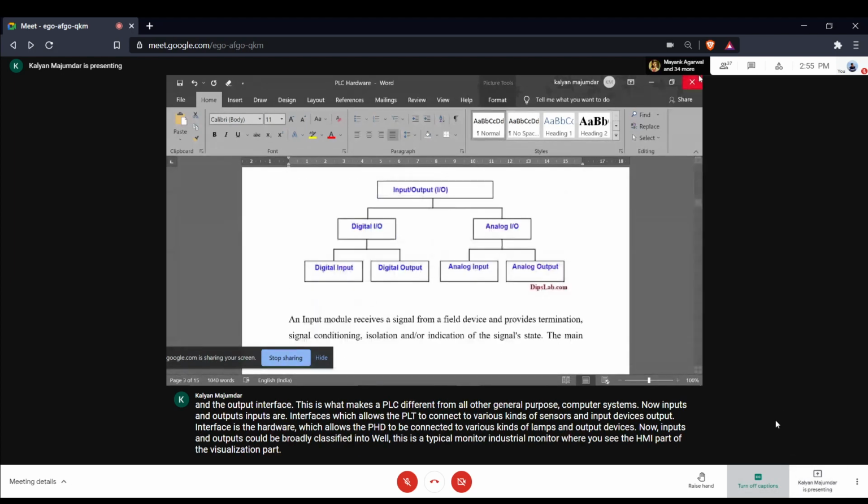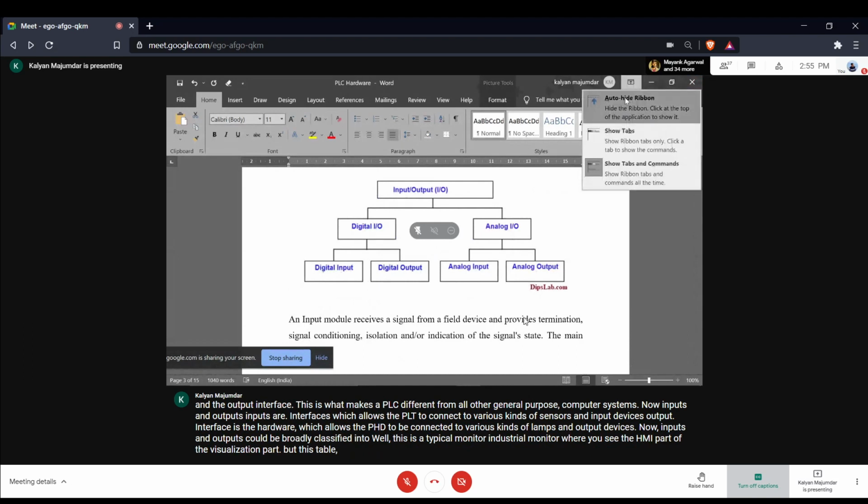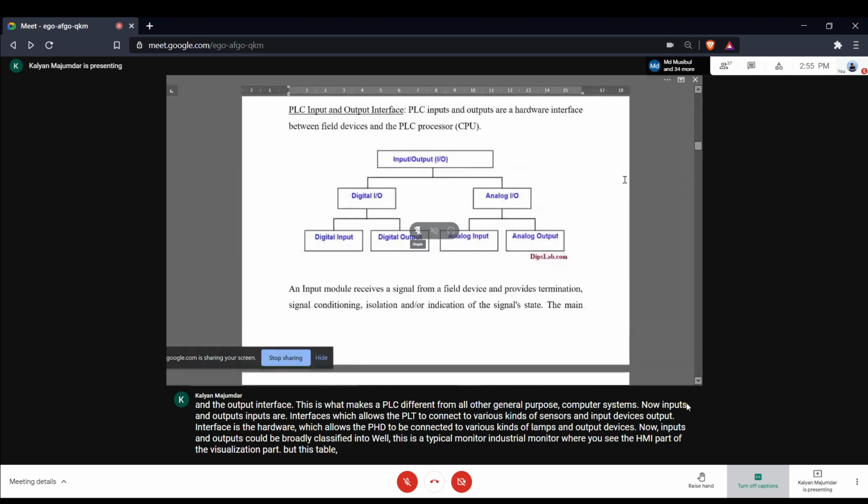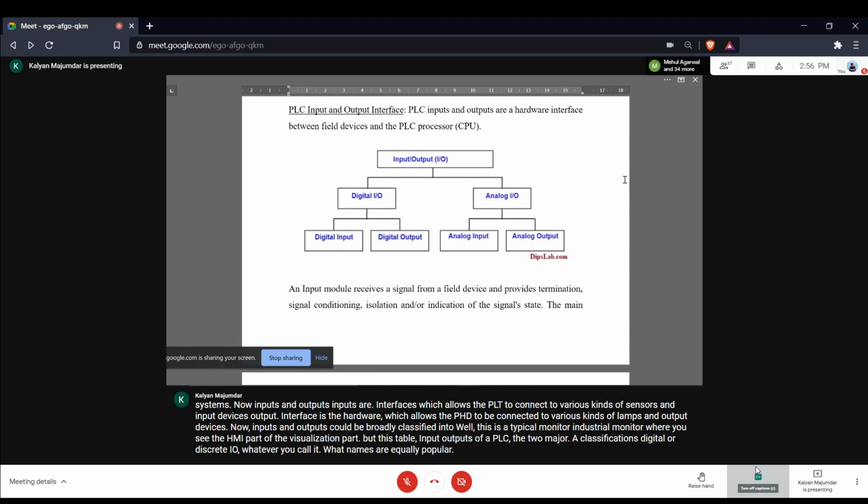Okay. Now, this table shows the input outputs of a PLC. There are two major classifications: digital or discrete I/O, whatever you call it. Both names are equally popular. And second is analog I/O. Again, discrete I/O could be of two types. It could be an input, it could be an output.